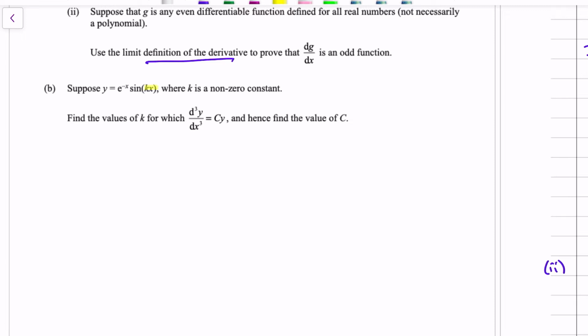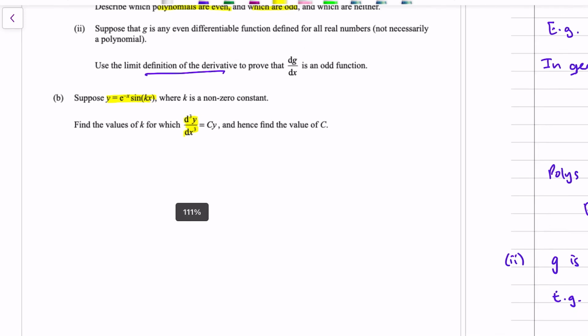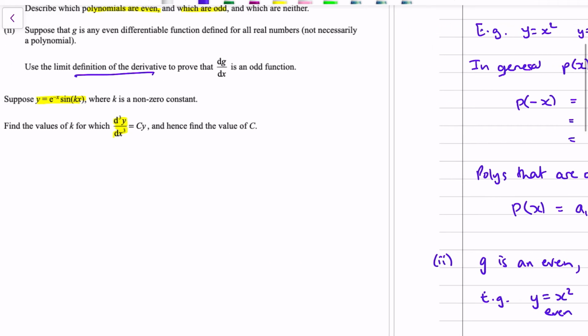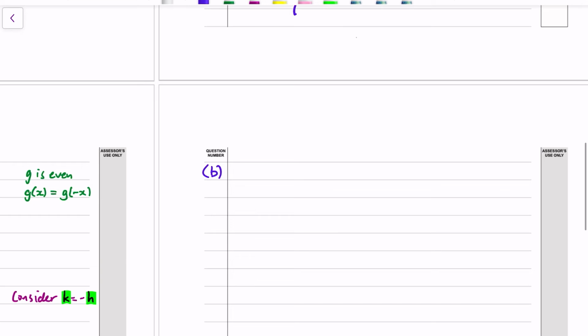correct and being careful. So we have this function here, and we need to differentiate it 3 times and find the values of k for which the third derivative is just equal to some constant times the original function. Okay. e to the minus x sine kx.